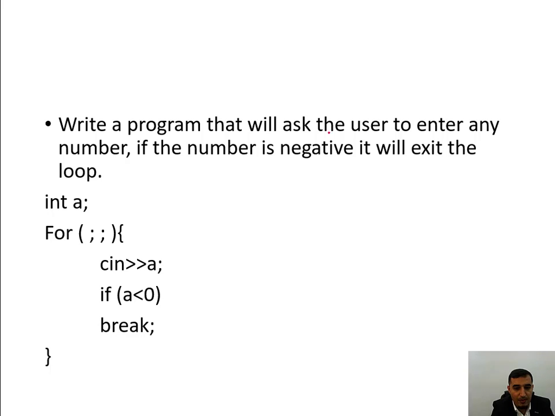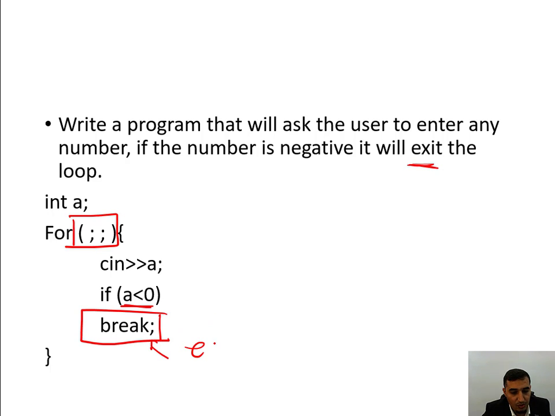So write out the program that will ask the user to enter any number. Then if the number is negative, we will exit. In order to exit, we start an infinite loop. If the number is negative, which is less than 0, the user will enter A. If A is less than 0, break will exit the loop. This one is used to exit the loop, as you know.